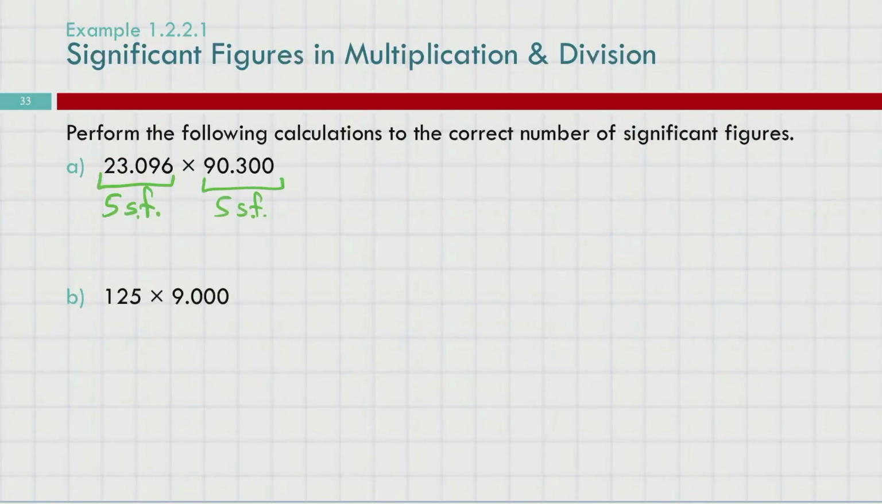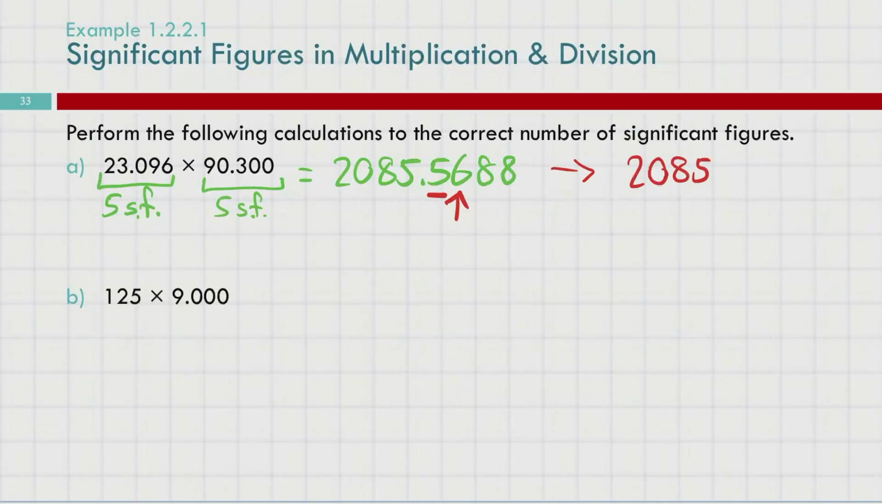So we plug that into our calculator. Calculator says this. That's everything the calculator has on it. So we write the whole thing out. We round for 5 significant figures. The second 5 is our 5th digit. Look at the 6. Are we going to round up or down? Up. So 2085.6, final answer.